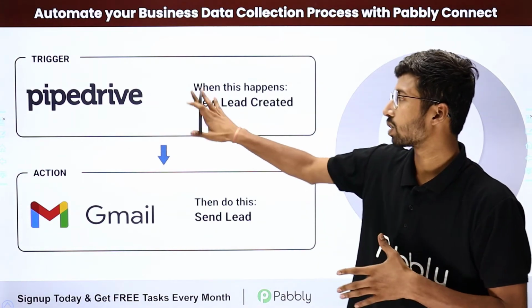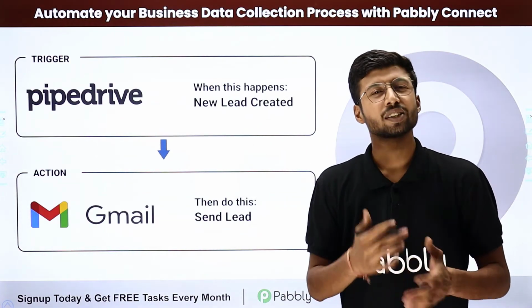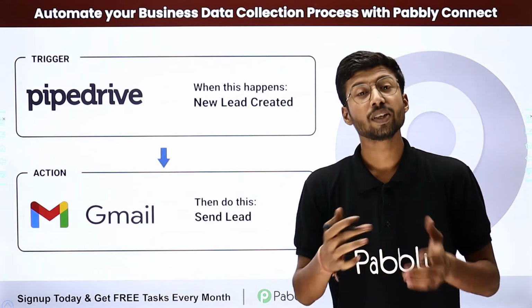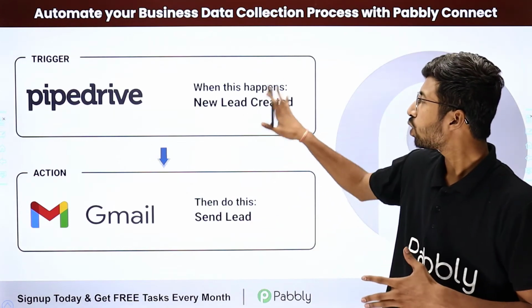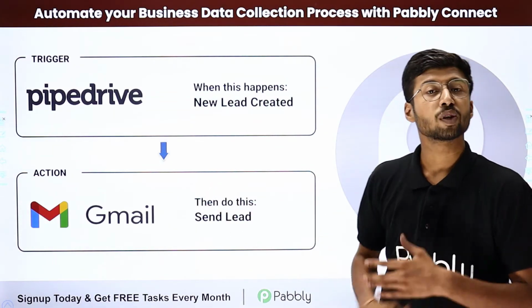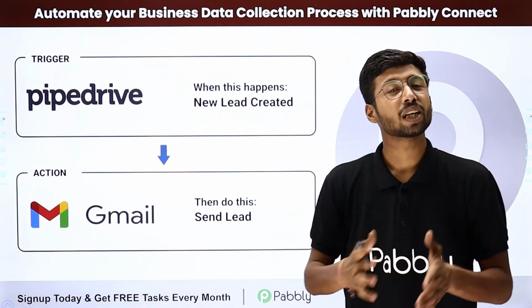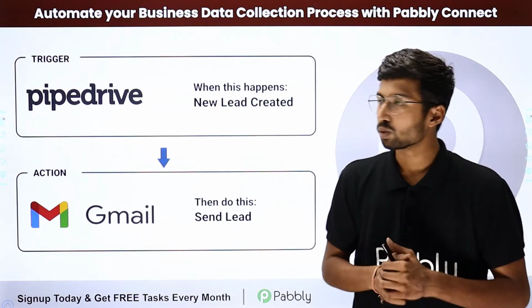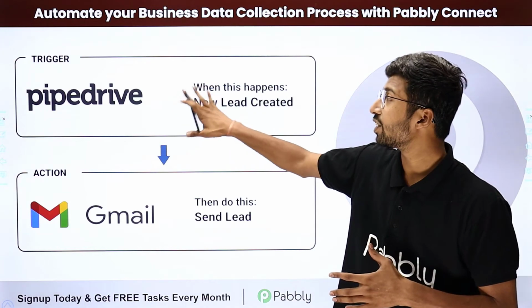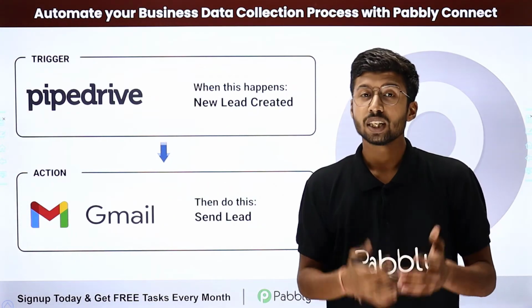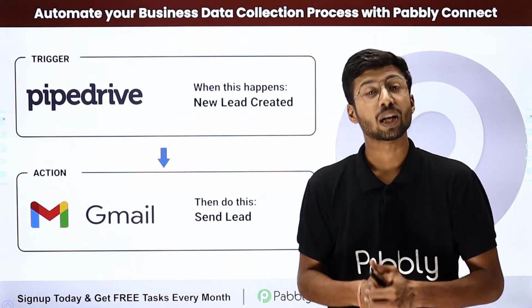Just for an example, suppose you are using Pipedrive as a CRM application. Now you want, whenever a new lead is created in Pipedrive, to assign or send that lead to one of your team members so they can contact them, nurture those leads and convert them into your sales. Now guys, because there is no direct native integration between Pipedrive and Gmail, this process is supposed to be done by you in a manual way.